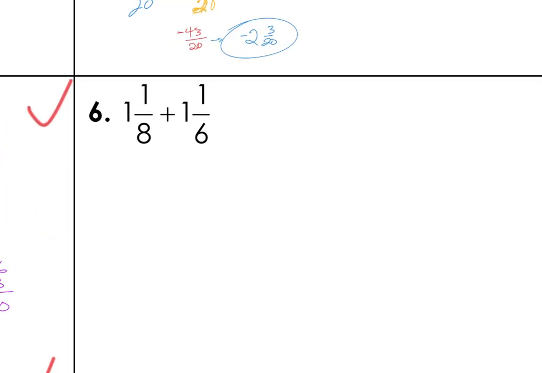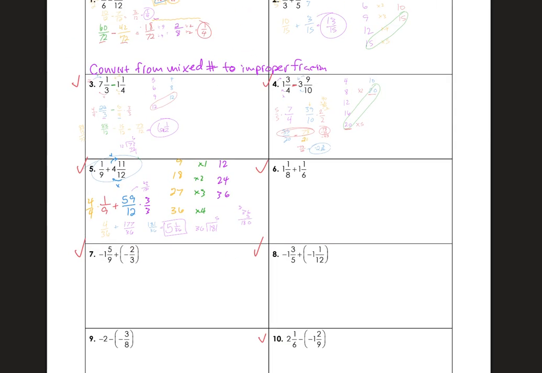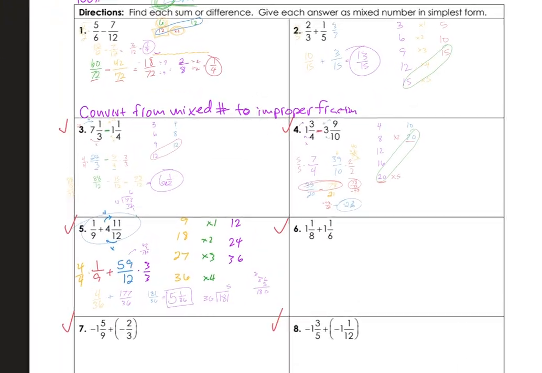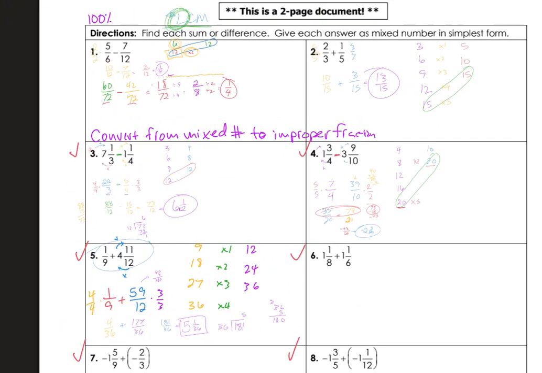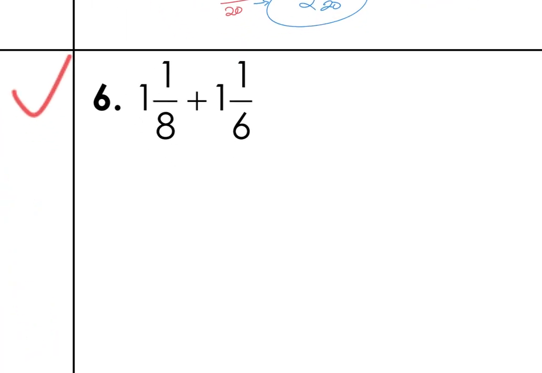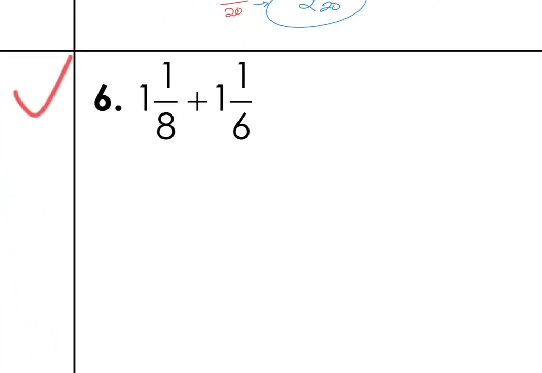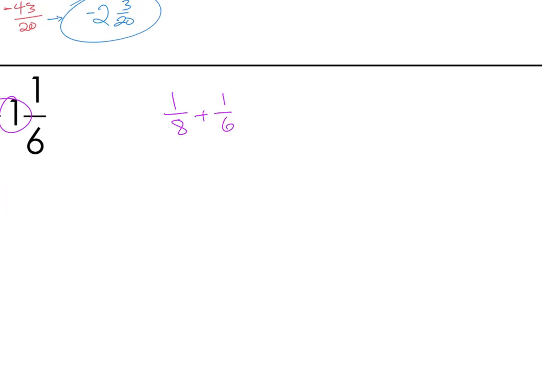1 and 1/8 plus 1 and 1/6. Okay, let's take a moment and say on some of these problems, we don't actually have to convert from mixed number to improper fraction. But you need to be able to tell the difference. This is one where we can take the 1 and the 1 and make it 2. And then just add 1/8 and 1/6. We could, all right? And then we could do this thing where it's 8, 16, 24, 6, 12, 18, 24.